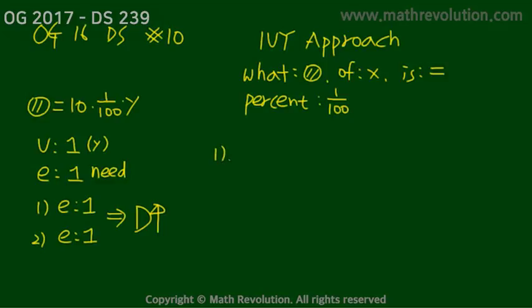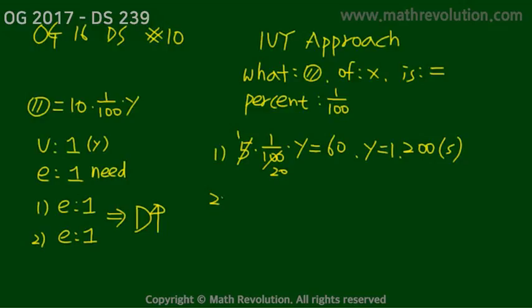Looking at condition 1, we get 5% of y is 60. And we can simplify this by 1 and 20. So y becomes 1,200. And the answer is unique and the condition is sufficient.